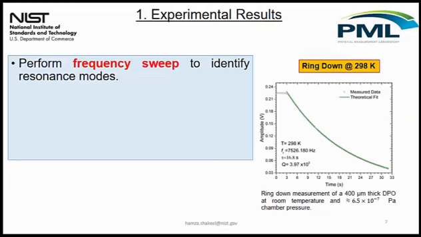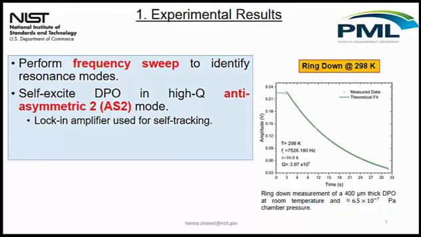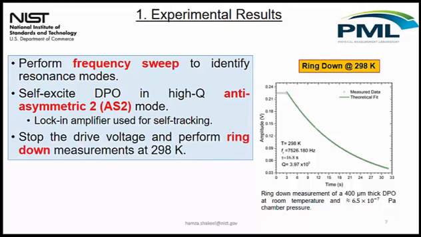Now, the experimental results. We did a regular frequency sweep to identify different resonance modes, and then self-excited in this anti-symmetric 2 mode, which gave us pretty high quality factors. We used very standard lock-in measurements to get the ring down measurements, and we used a self-tracking mode, which becomes more critical if we are depositing different films on top of it during different measurements.